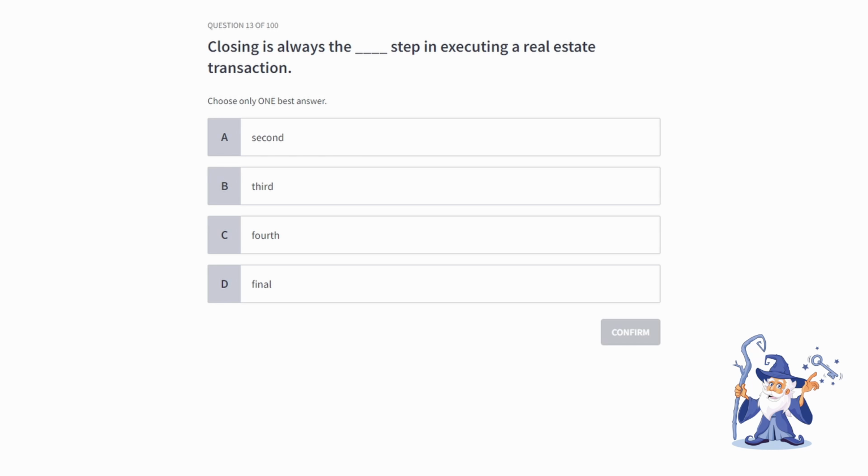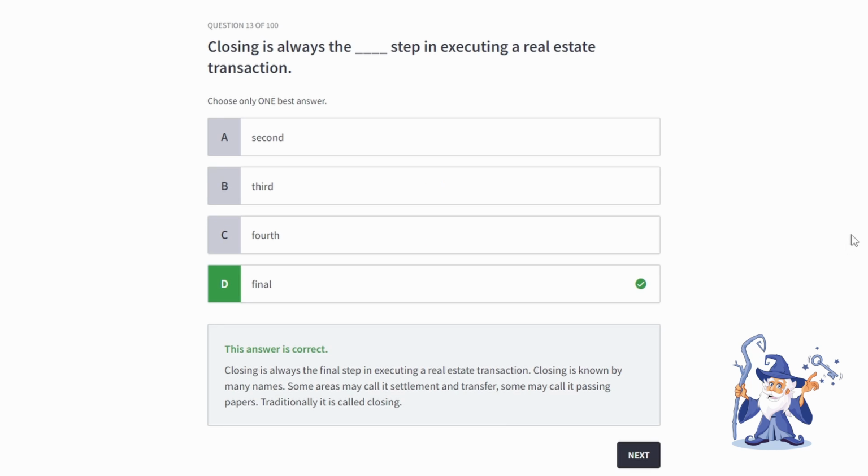Okay, so what is the correct answer for this one? Well, it's going to be D. That's right, final. Closing is always the final step in executing a real estate transaction. Obviously, closing is known by many names, but traditionally it's called closing, and it is always the final step in executing a real estate transaction.